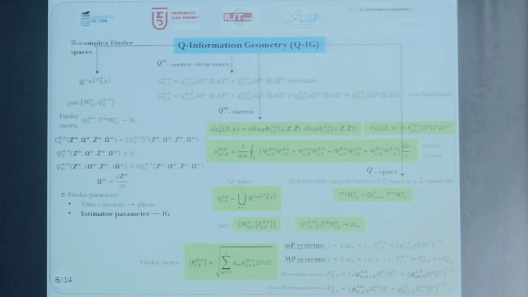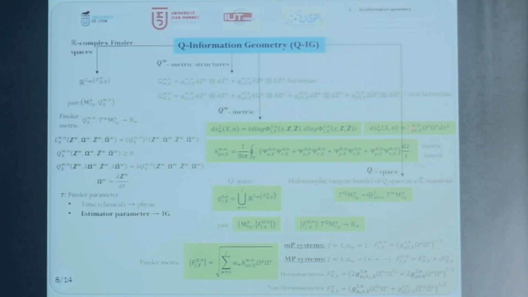And the second part of the Q information geometry is to define the Q metric structure. The Q metric structure is defined by a Hermitian metric structure and a non-Hermitian metric structure, because if lambda is a real, this leads to Hermitian tensors and non-Hermitian tensors. Okay, and the third part is to define the Q metric. The Q metric is the difference between two adjacent estimated system models. Okay, this is the metric.